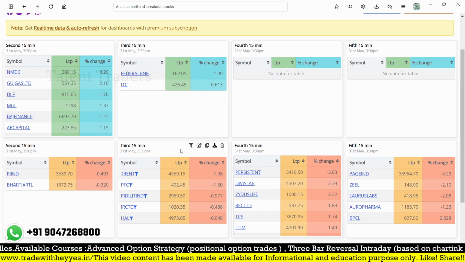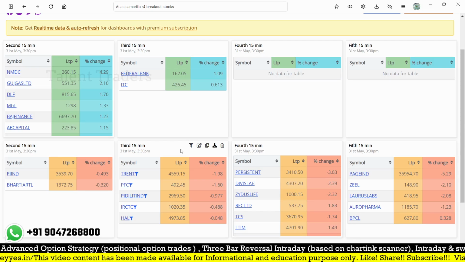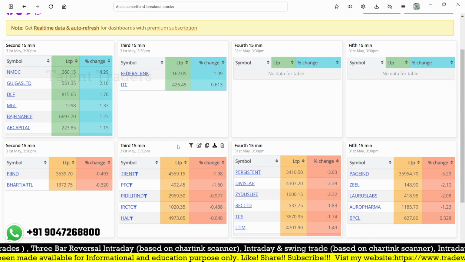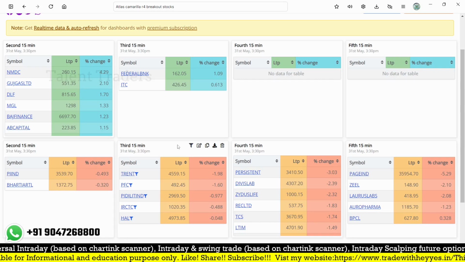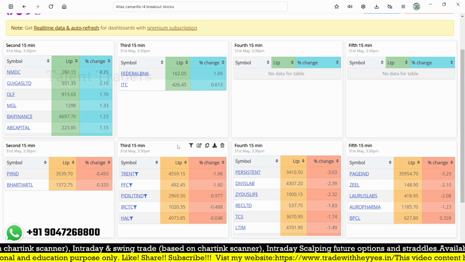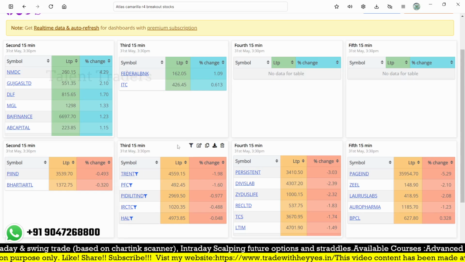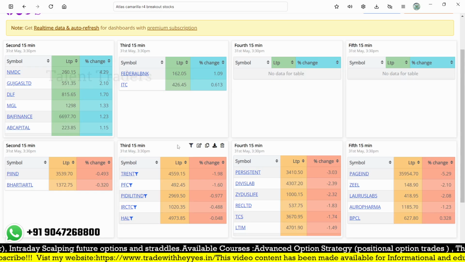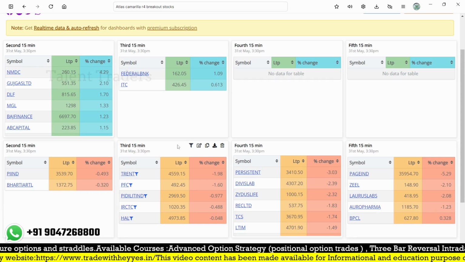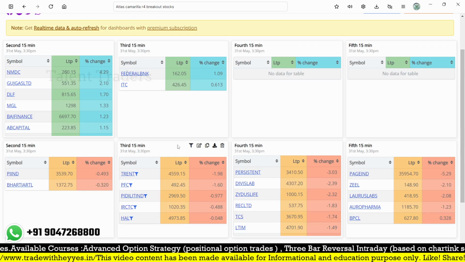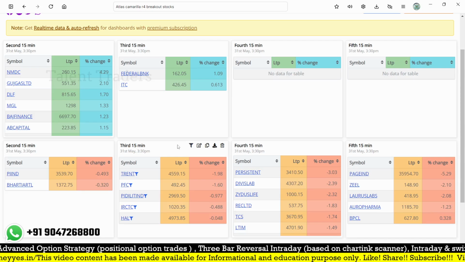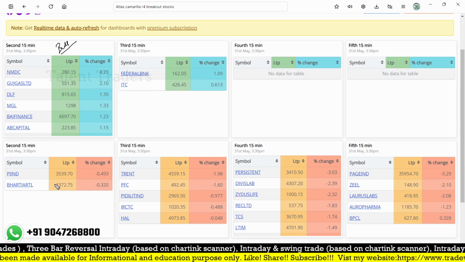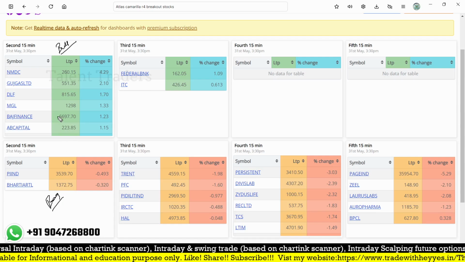Here I filter across different time frames: the first candle, second candle, third candle, fourth candle, and fifth candle. The first 9:15 to 9:30 candle we are ignoring. After that, we see how many stocks gave the breakout, and in which time frame. If it is the second candle, it gives a trigger between 9:30 and 9:45. The third candle is 9:45 to 10. Here the upside is bullish, and the downside is bearish, like an ADR scanner.